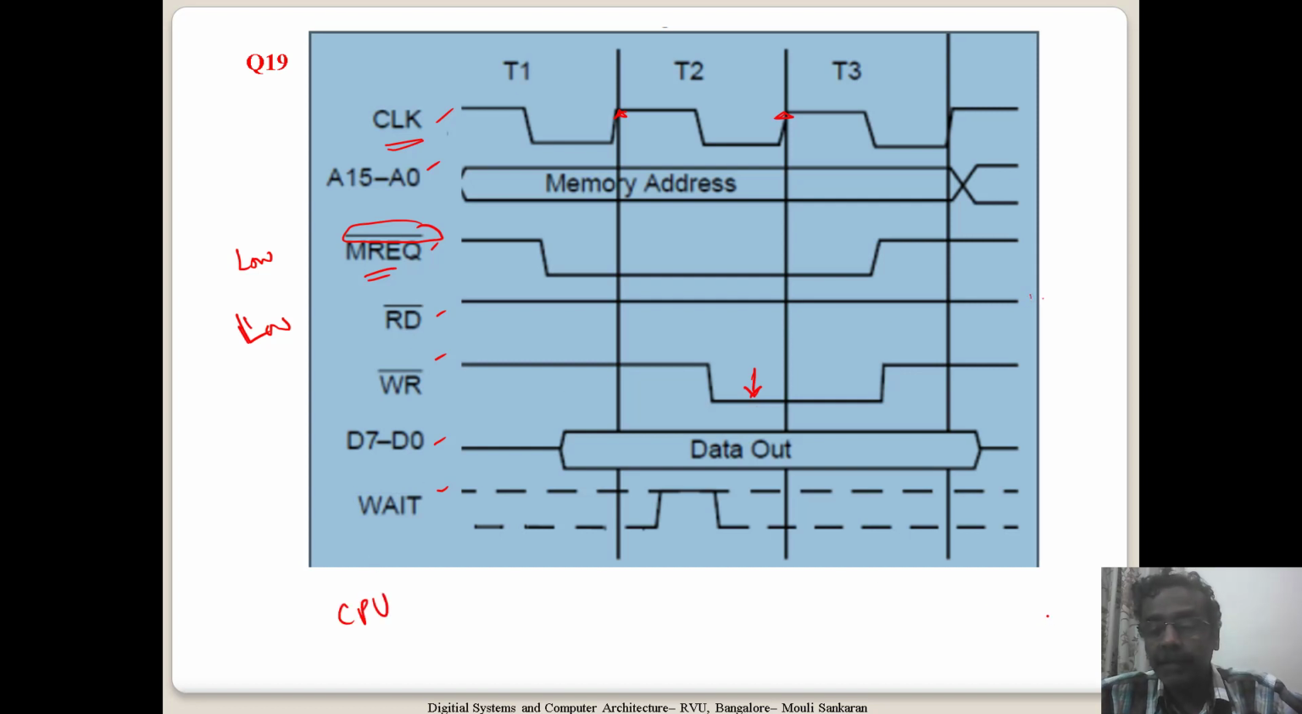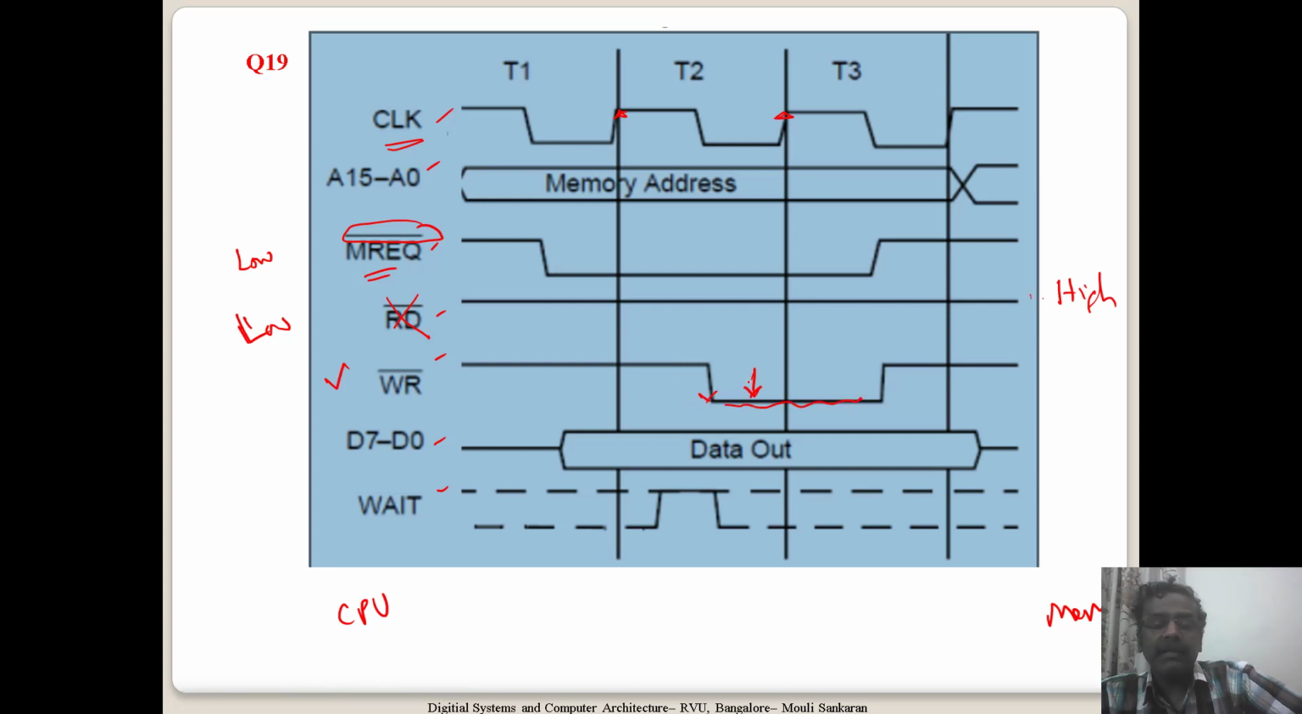I can assume the CPU is here, memory is there, and the CPU cannot say I want to read from the memory as well as write into the memory. So this is supposed to be high. It's not mentioned in the question paper also, you can assume that. That means read is not the operation being done, and write is going low here. That means a write operation is supposed to be performed here.